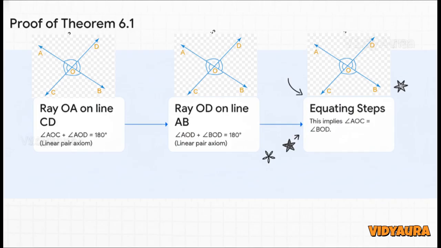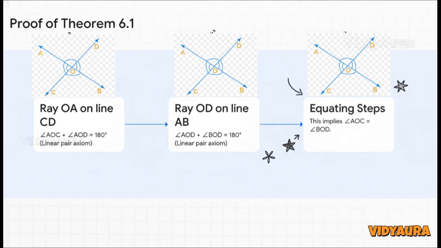So angle AOC plus angle AOD has to be 180 degrees. Got it? Step 2. Okay, now ignore that for a second and look at the line AB and the ray OD standing on it. Again, it's a linear pair, so angle AOD plus angle BOD also equals 180 degrees.